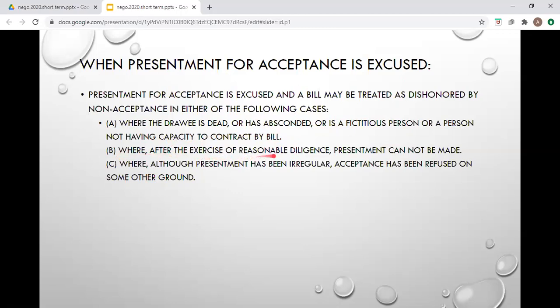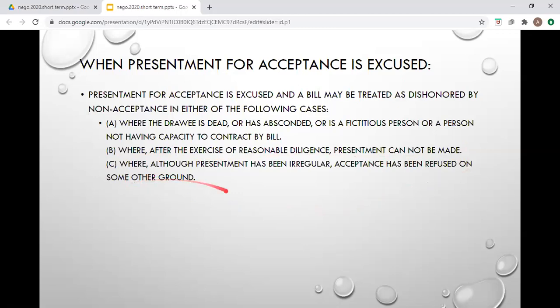whereafter the exercise of reasonable diligence, presentment cannot be made. In other words, you exerted diligent efforts trying to locate the drawee, but the whereabouts of the drawee is no longer known. So siguro pinanawagan mo siya sa radyo, pinahanap sa NBI, CIDG, etc., but you failed to locate or to know the whereabouts, then you can now consider the instrument, you can now consider presentment for acceptance excused.